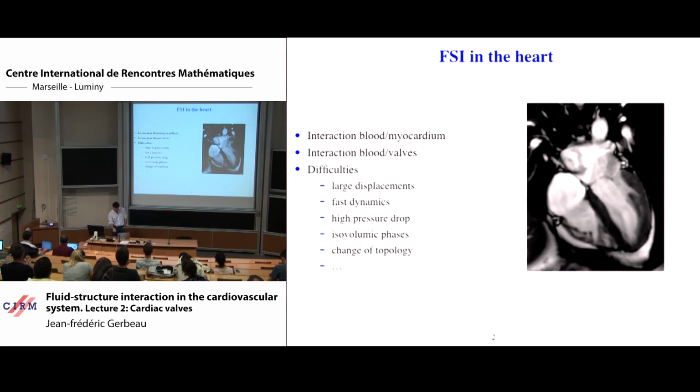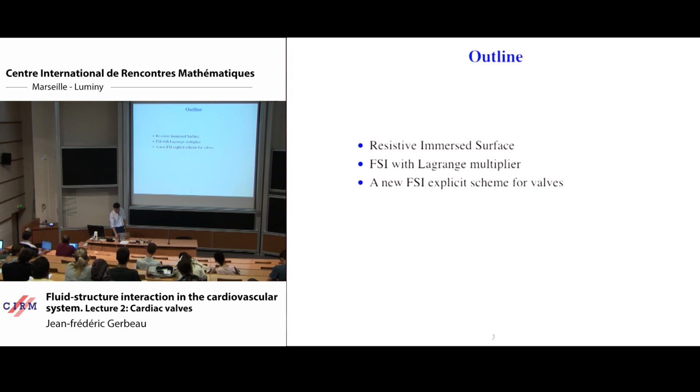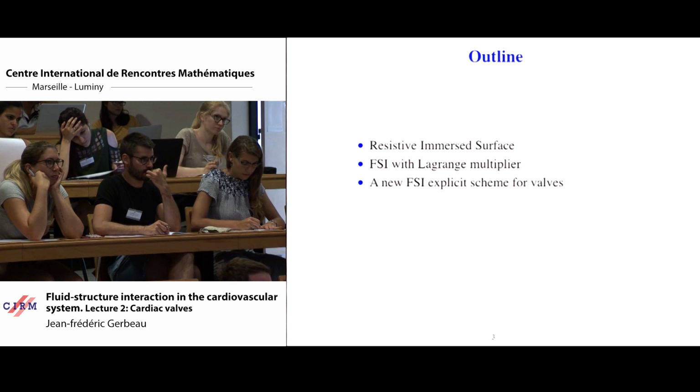So, as I said yesterday, cardiac valves raise several difficulties: large displacement, fast dynamics, high pressure drop, isovolumic phases when all the valves are closed, and change of topology because of the contact. Today I will show you quickly a first very simplified approach for cardiac valves, which allows us to run simulations in reasonable time for practical applications. And in the second step, I will show you a brand new coupling algorithm for cardiac valves based on a formulation with Lagrange multipliers.